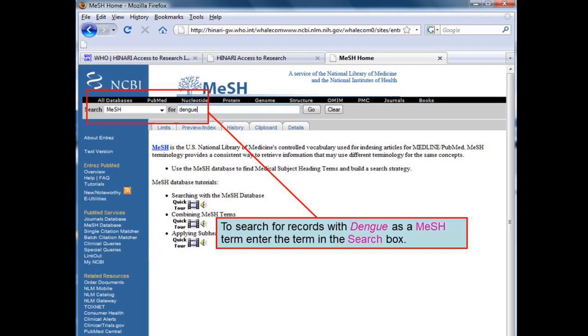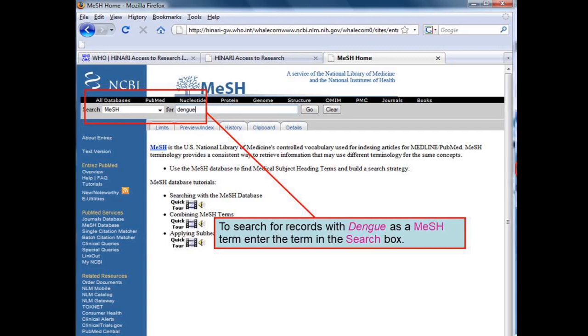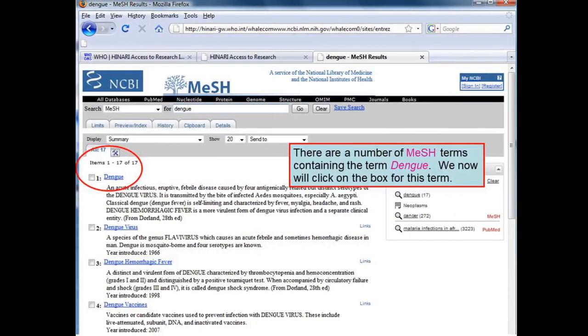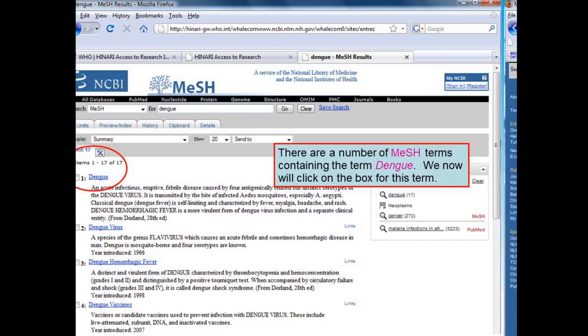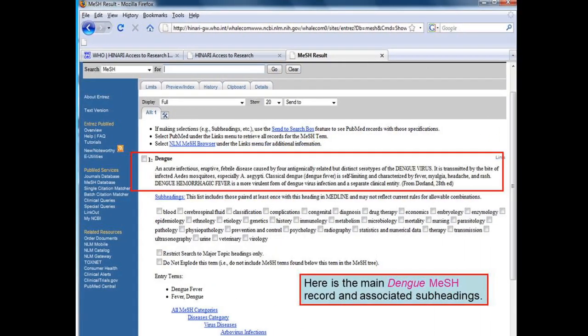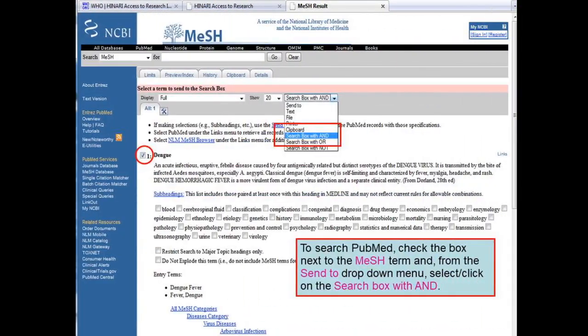So now, to search for records in Dengue, in the MeSH term, type the query and click search, right? You will see we got around 17 results, and these are the number of MeSH terms containing the term Dengue, right? So we now click on the box on the term Dengue, and here is Dengue as a MeSH record and its associated subheadings and entry terms along with other details.